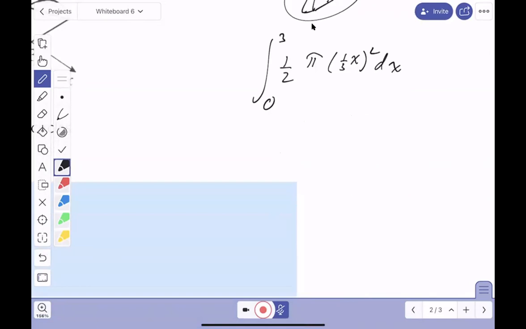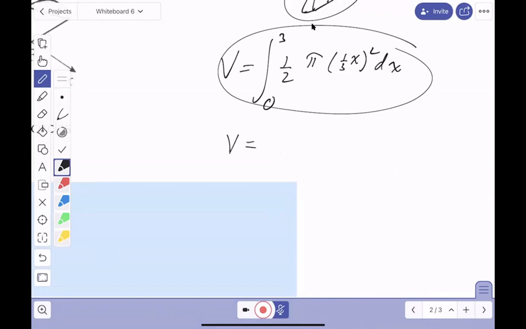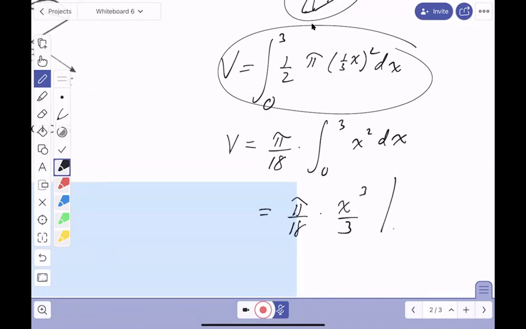Let's see if we can do it. And again, this is a milestone. If we get this, we have the volume. We want to just see if we can do the integration now. So let's put this down. It's going to be pi over 18. We have an answer key, and I want to encourage you, use the answer key. 0 to 3, x squared dx. Well, it's going to be pi over 18 times x cubed over 3, 0 to 3.